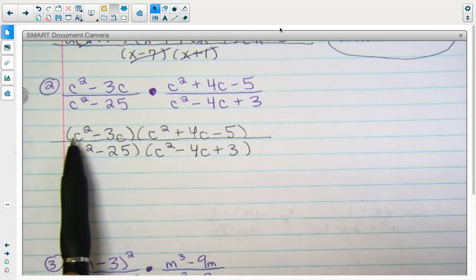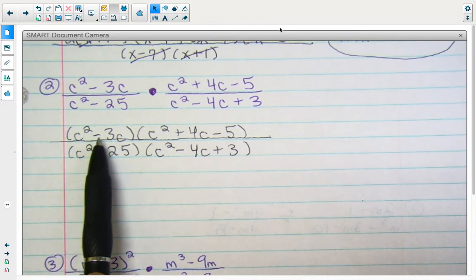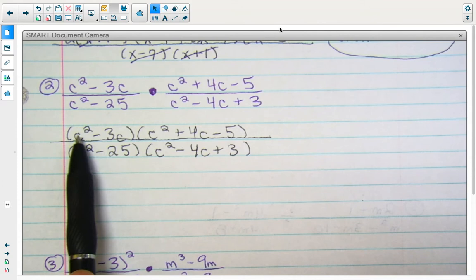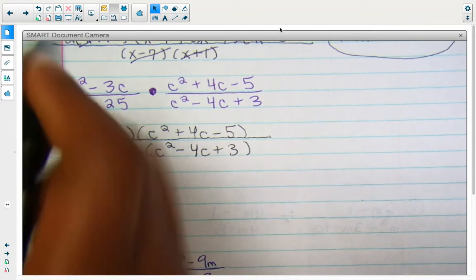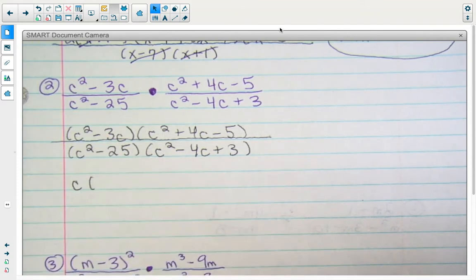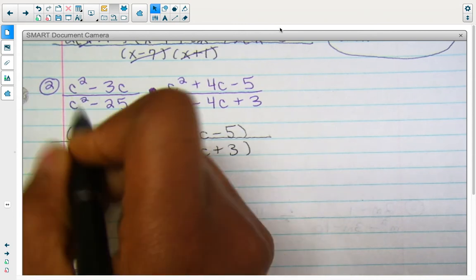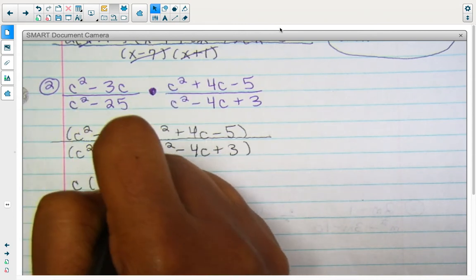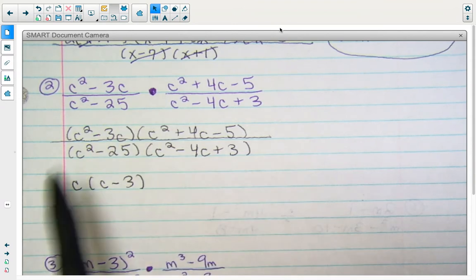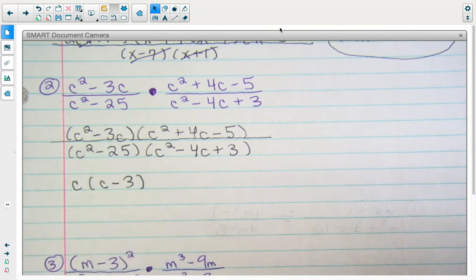So let's start with this one. C squared minus 3c. You need to pull out your greatest common factor, which is c. Everything else is going to go on the inside. If you take a c away from everything, you're left with c minus 3. So this is us factoring c squared minus 3c.